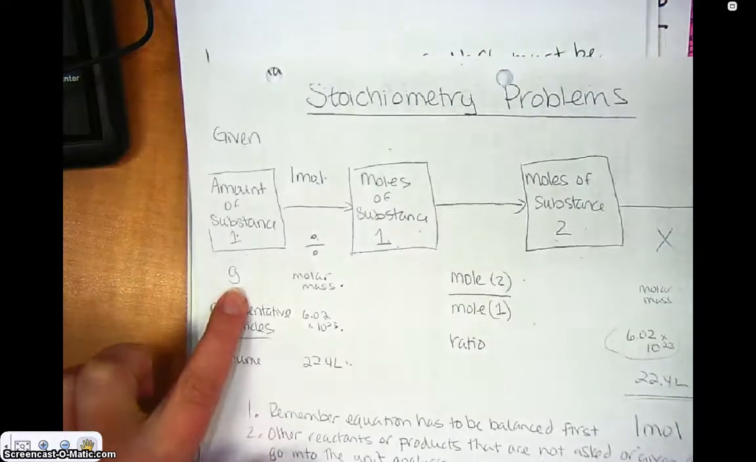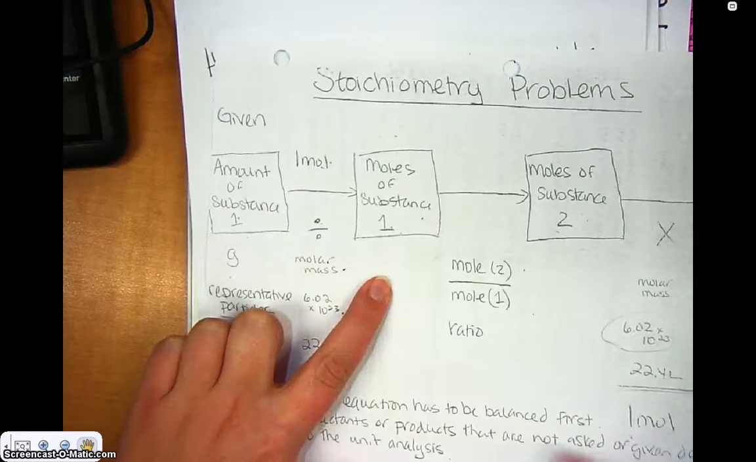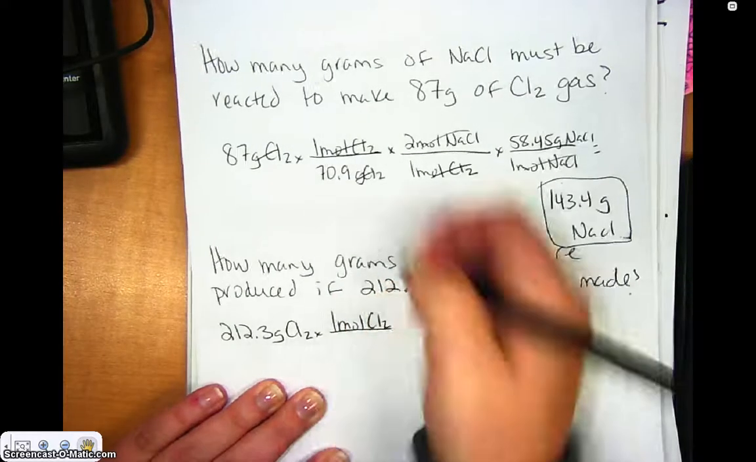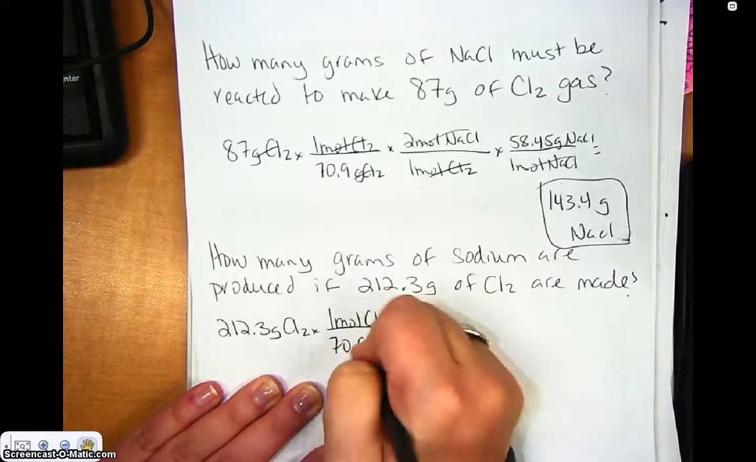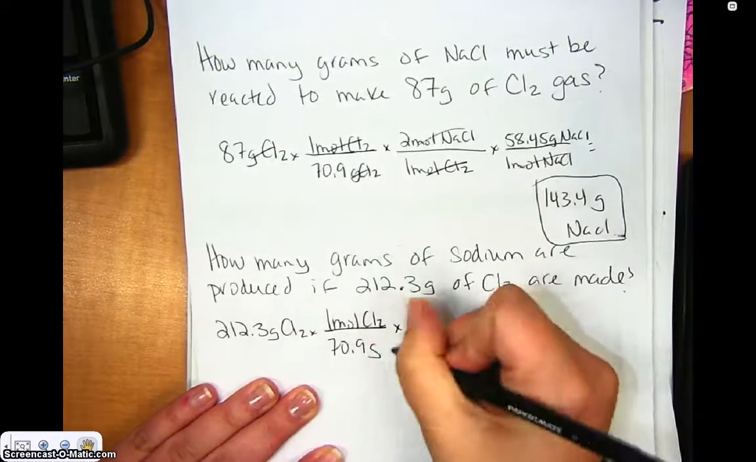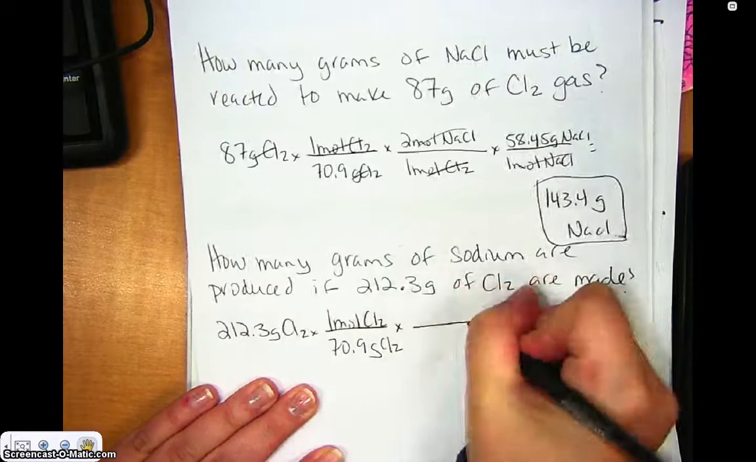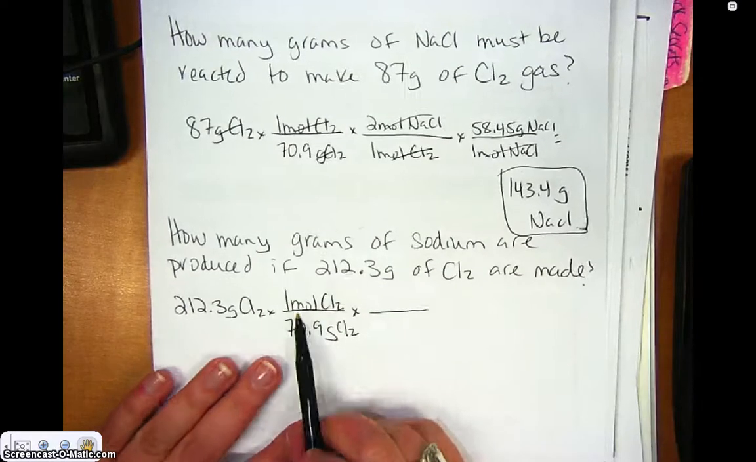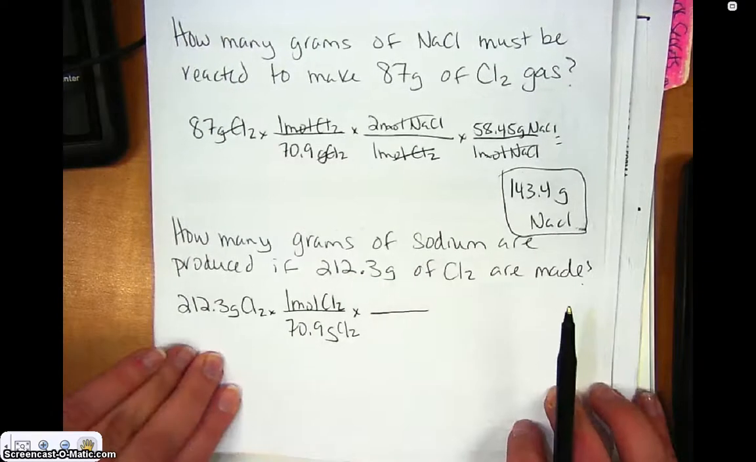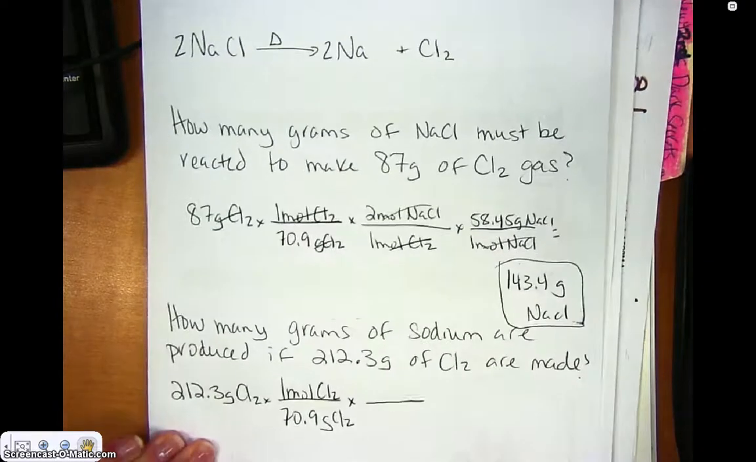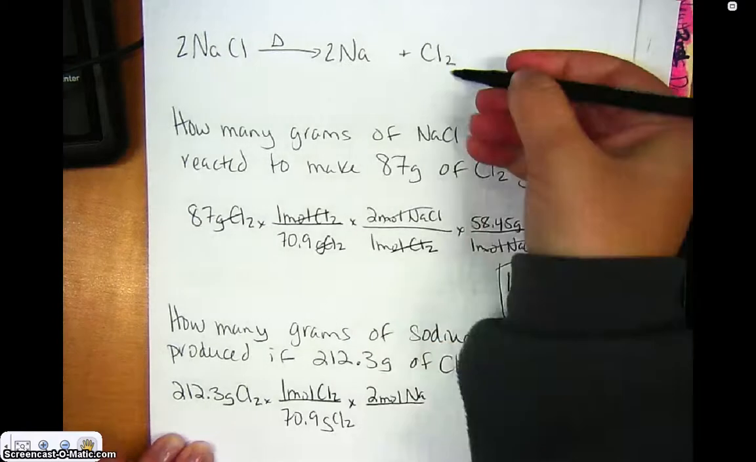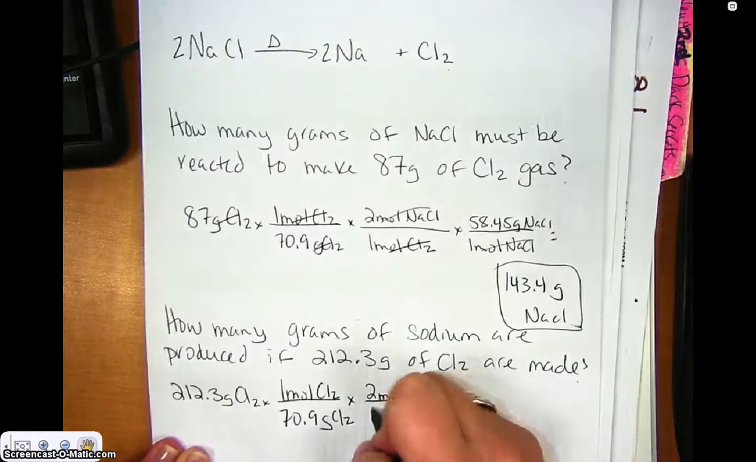Again, I'm going to start with my first step, going from grams of the substance I'm given to moles of that substance. So 1 mole of Cl2, I already figured out, was 70.9 grams of Cl2. The next step is to go from moles of chlorine gas to moles of sodium. If I look at my balanced chemical equation, I see that 2 moles of sodium are made for every 1 mole of chlorine that is made.